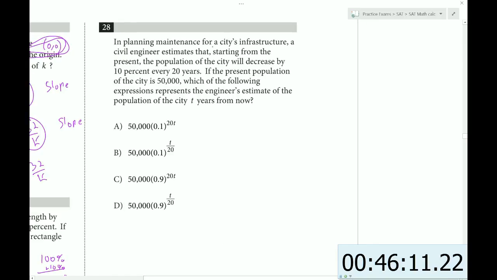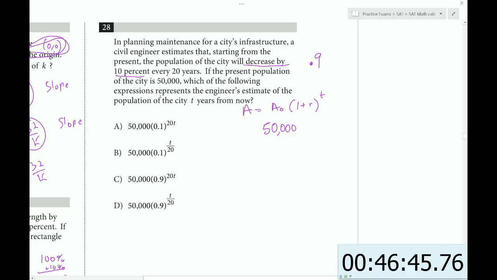In planning maintenance for a city's infrastructure, a civil engineer estimates that starting from the present, the population of the city will decrease by 10%. So using multipliers, that would be 0.9 every 20 years. If the present population of the city is 50,000, so 50,000 is the present. So normally we have A equals A0, right? A for amount. Amount equals amount 0 times 1 plus the rate to the t power, right?